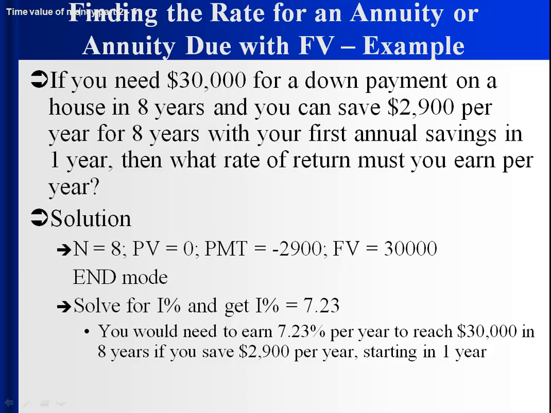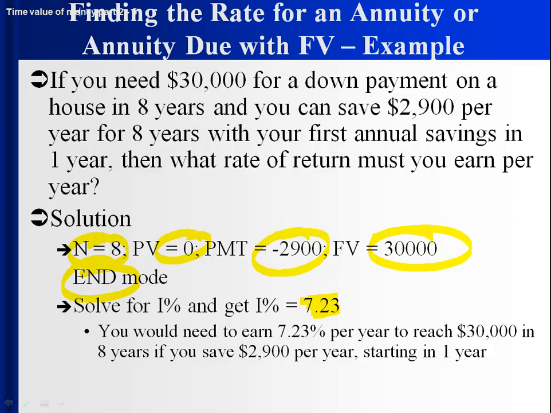Well, use the calculator. N payments of 2,900, contributing 2,900. When do we start? In 1 year. And then there's 8 of them, so in 1, 2, 3, 4, 5, 6, 7, 8. We want 30,000. We got nothing saved. What do we have to earn?